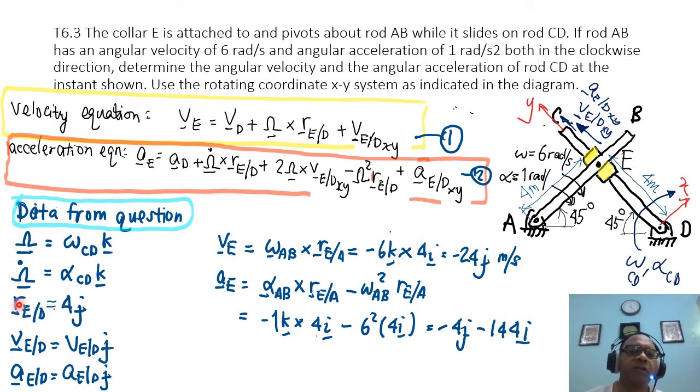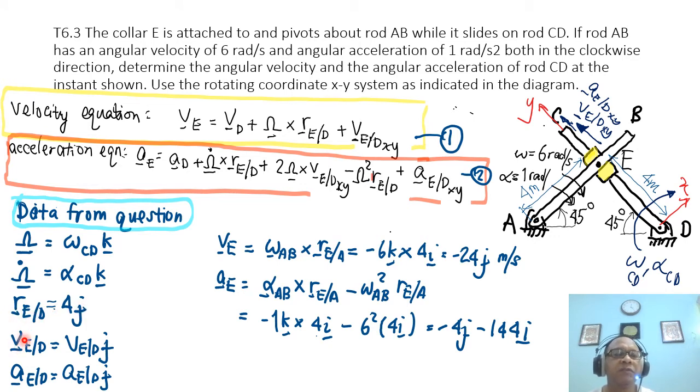What is the position vector of E relative to D? This is the position vector relative to the origin of the rotating coordinate system. So the origin of the rotating coordinate system is D. So now I wrote it as 4 meters from here to here, as these tiny blue things, 4 meters. So I could put down the position vector of E relative to D is 4J.